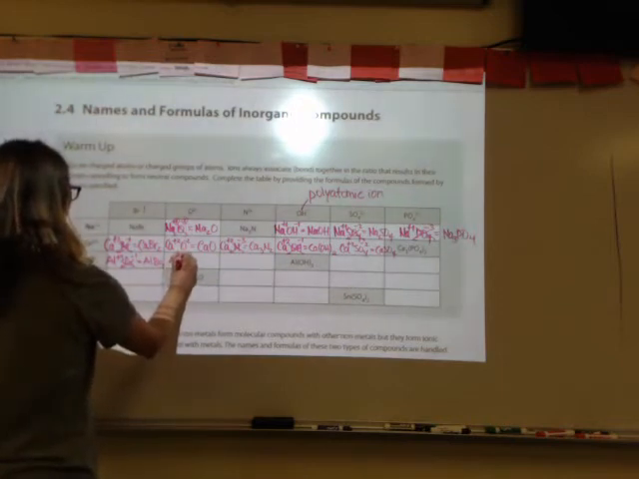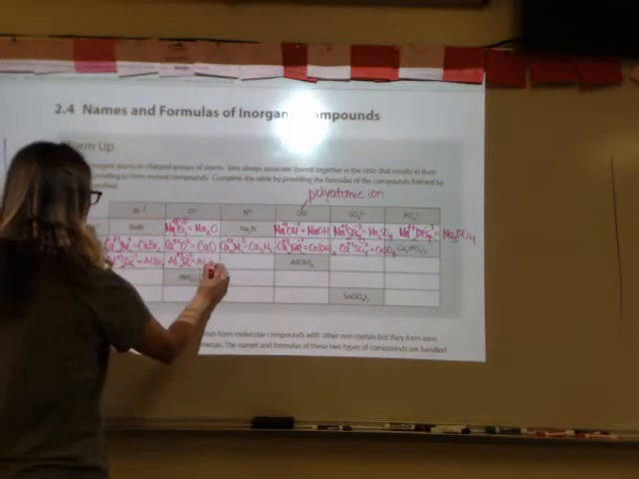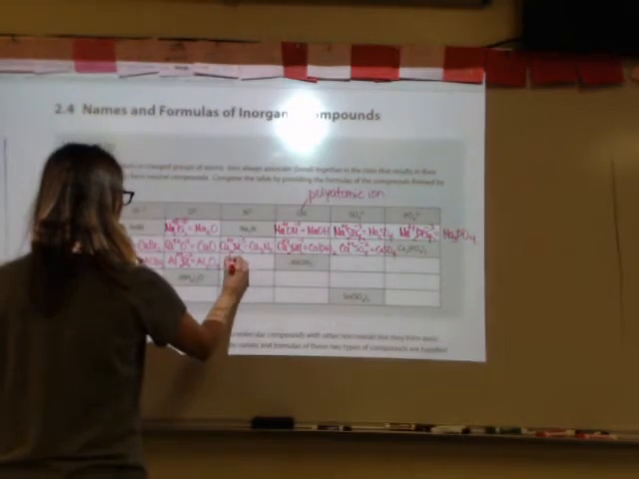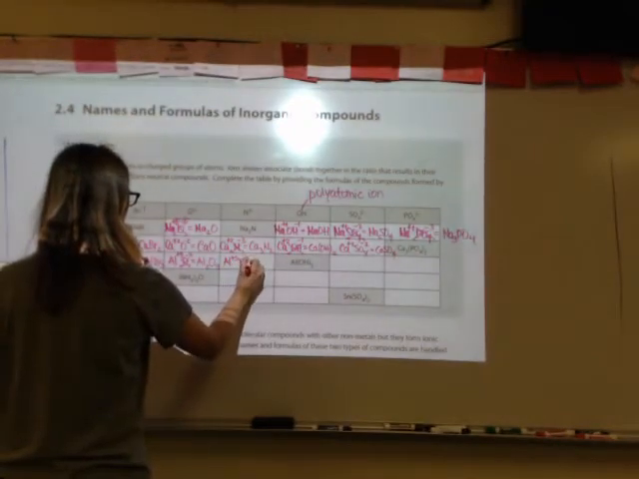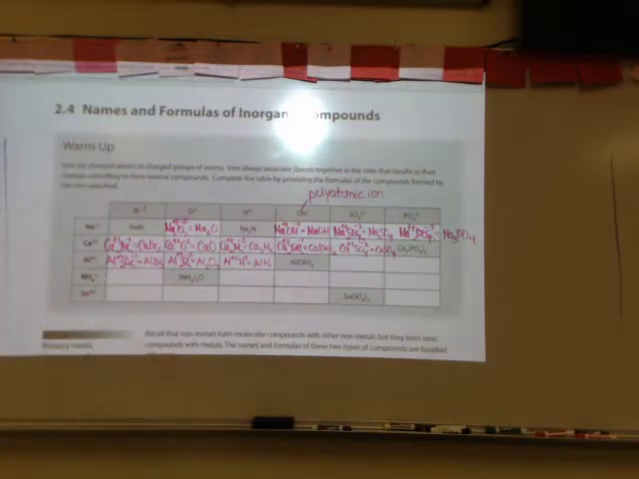Next, you have an Al+3 and an O-2. You want to cross the numbers and the charges to give you Al2O3. The next set, you have an Al+3 and N-3. Those charges add up to 0 to give me a neutral compound. So I just get AlN. I just need one of each.